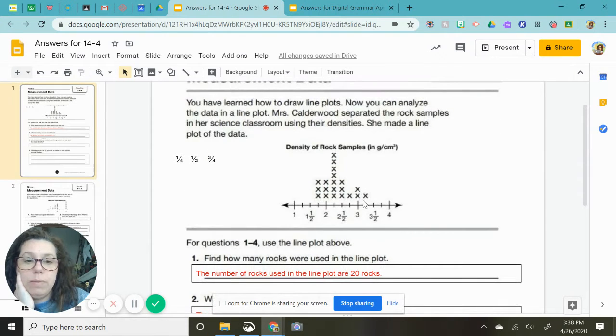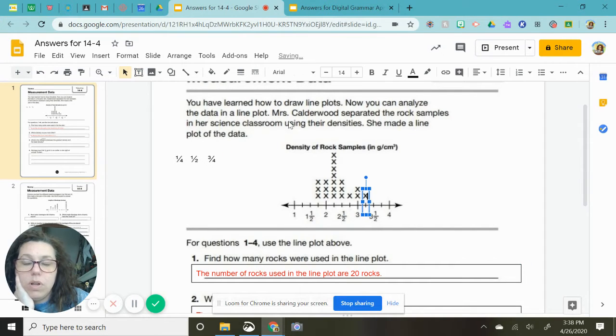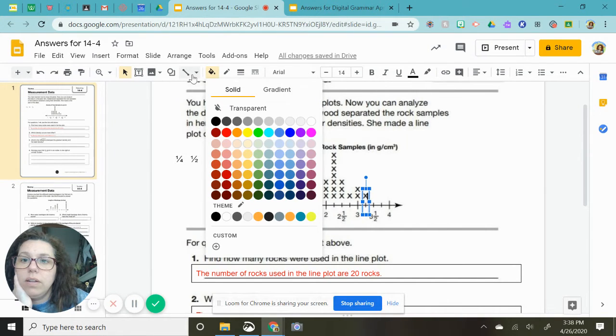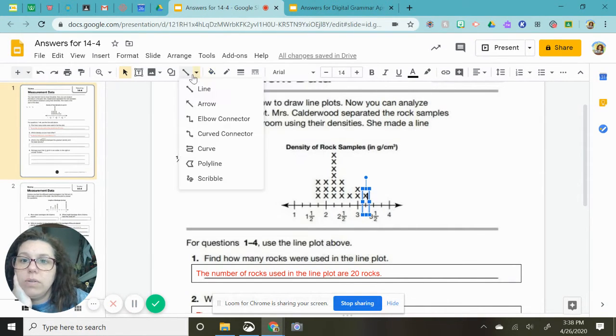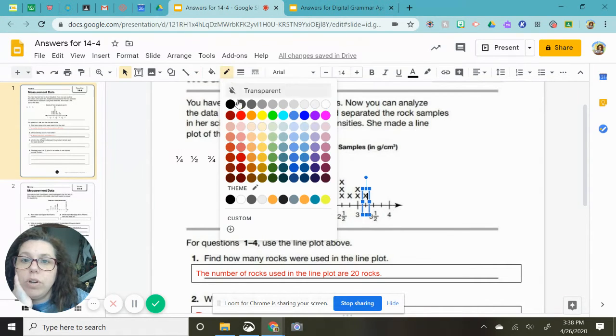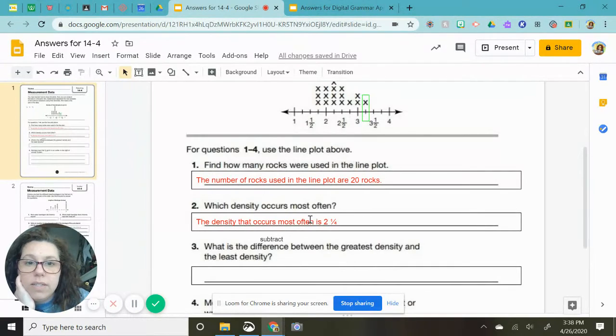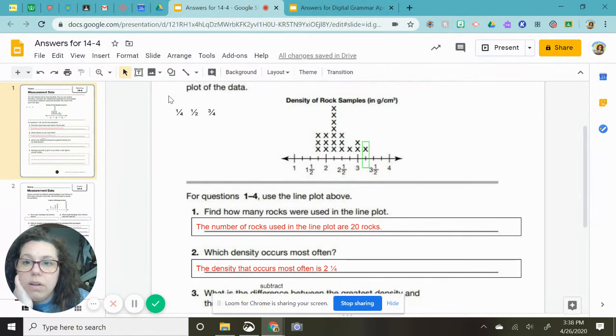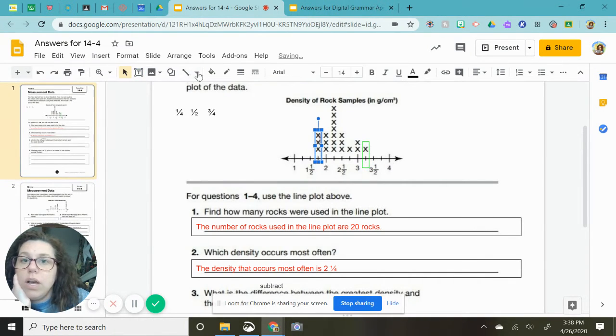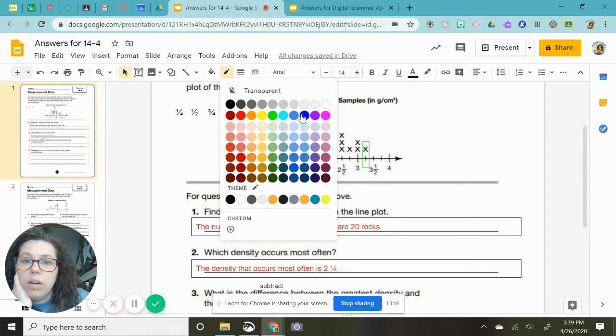I'm looking at my greatest, which is this one right here. I will change the border color, I'm going to make that green. And the least dense is this one right here. I will make that blue. You do not have to do this. I'm just doing it so you can see it better.